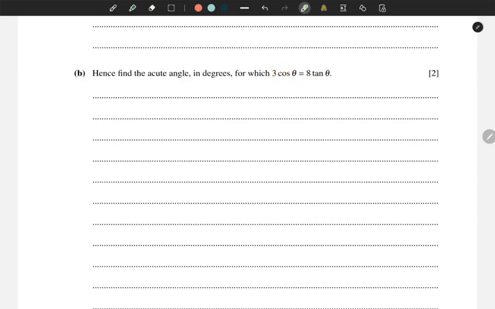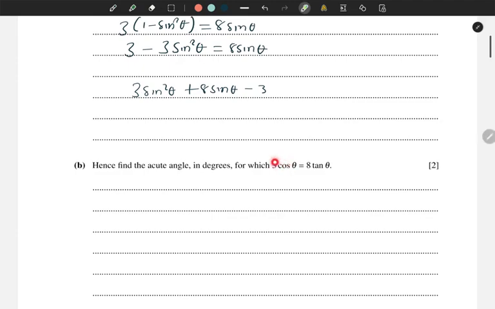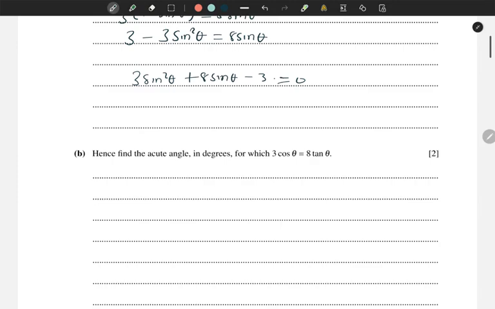One of the things you need to understand about trig is that when you have something like this, you don't need to start solving it again, because this equation here is the same thing as this. All we have to do is start from what we obtained here and continue the solution from there. So that is 3 sine squared theta plus 8 sine theta minus 3 equals 0.